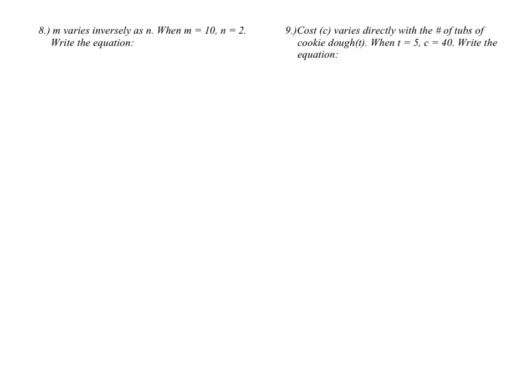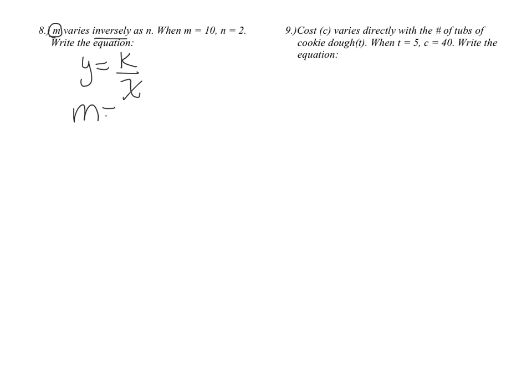Okay, so number 8, m varies inversely as n. When m equals 10, n equals 2. Write the equation. So I'm going to start this one with the basic equation, y equals k over x. How did I know it was k over x? Because it said inversely. Now, how do I know which one's y and which one's x? The first one mentioned is always y. So I'm going to put that in the y spot.